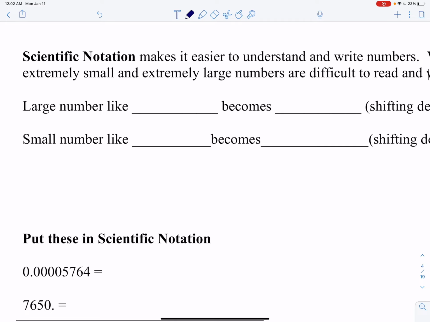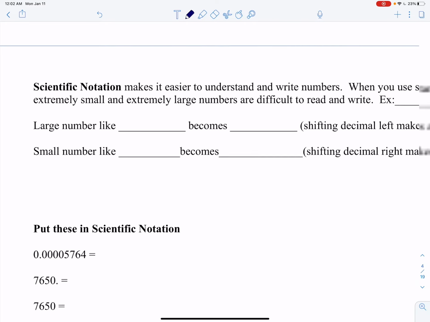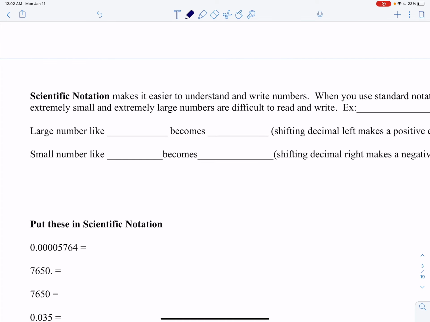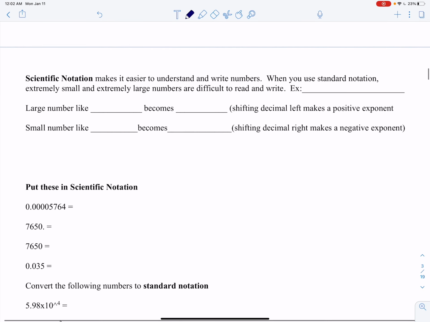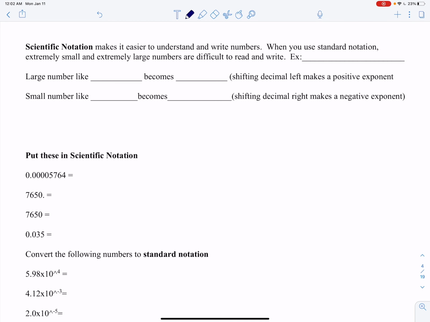The other thing we're going to really pay attention to is scientific notation. This is just a very, very small part of the book, but if you haven't had it in a while, then it is important to mention it. This makes it easier to write large numbers. Standard notation is just the number you get out of the calculator.